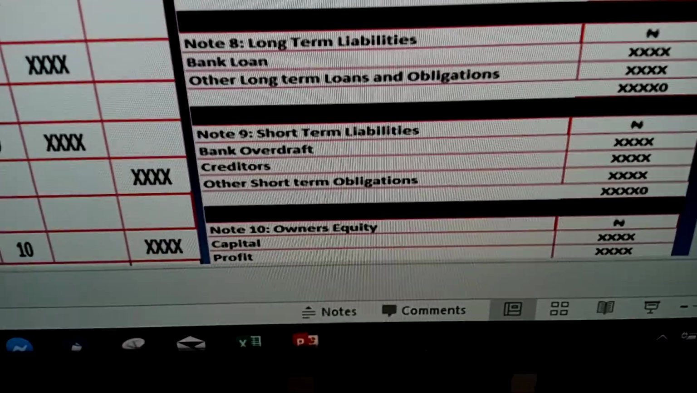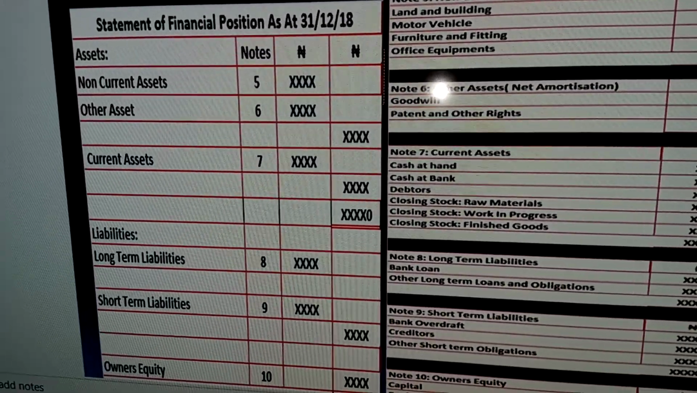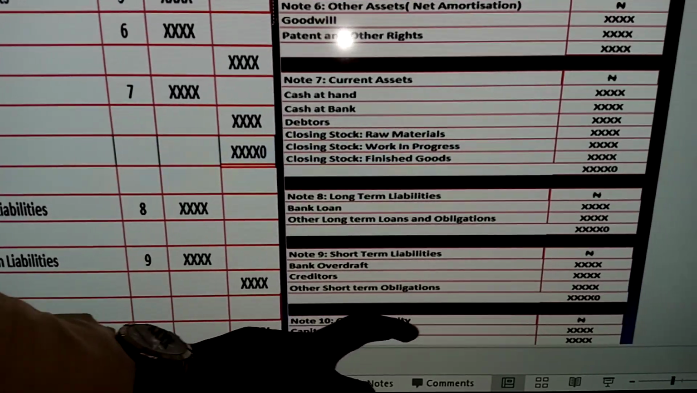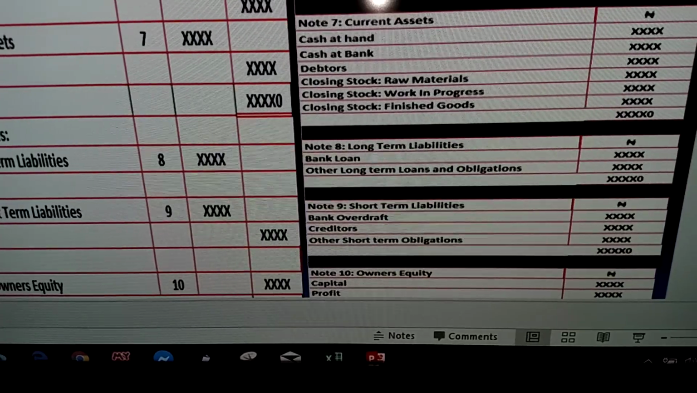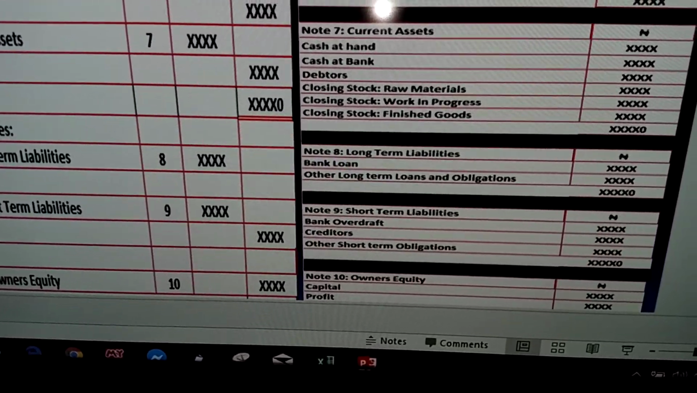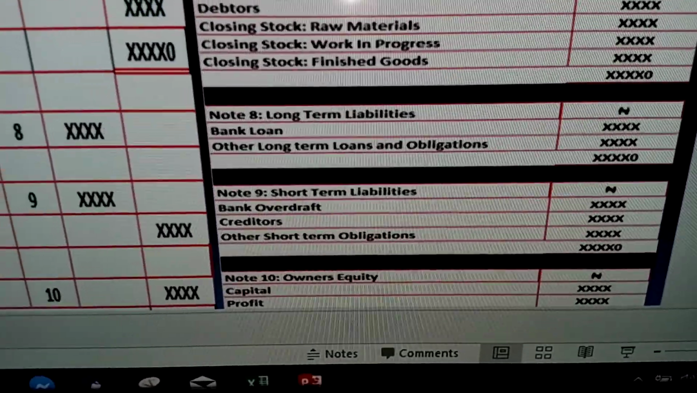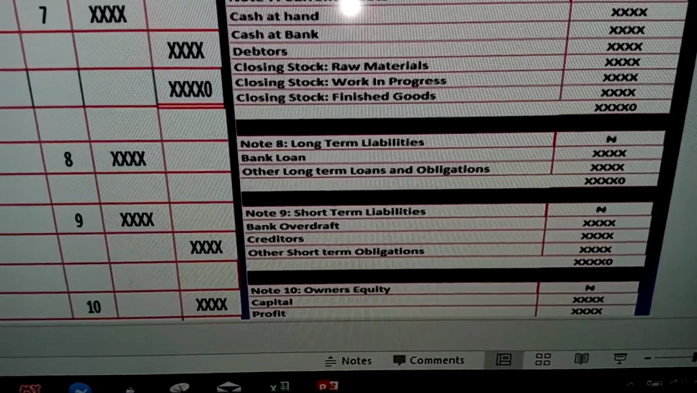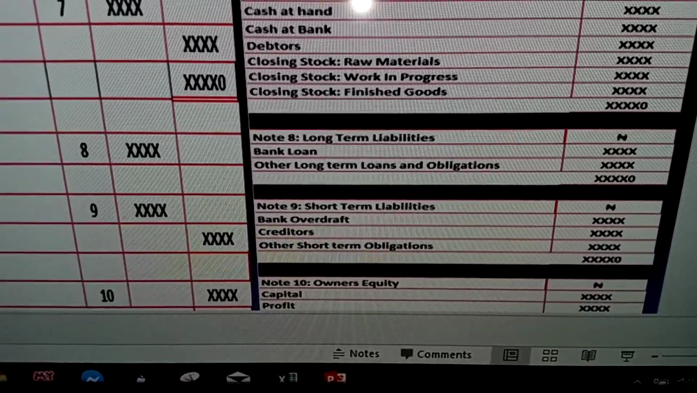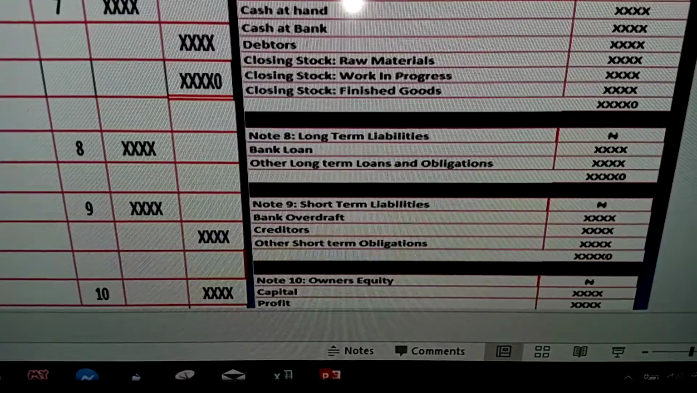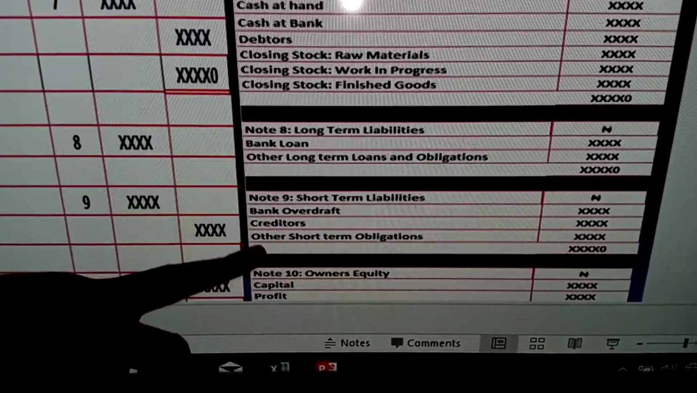I told you owner's equity is the capital of the what? Business. Okay. So we have the owner's equity here, note 10. That's your capital plus your profit. Remember, if you invest into a business, the business is able to yield profit. So when it yields profit, what happens? It will increase your investment in the business. So capital can increase or decrease. When you have profit, your capital will increase. When you have losses, your capital will decrease. So you have your capital plus your profit.